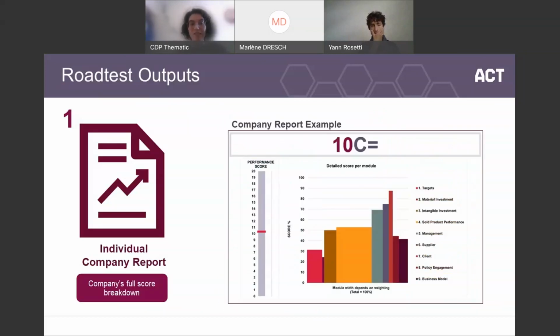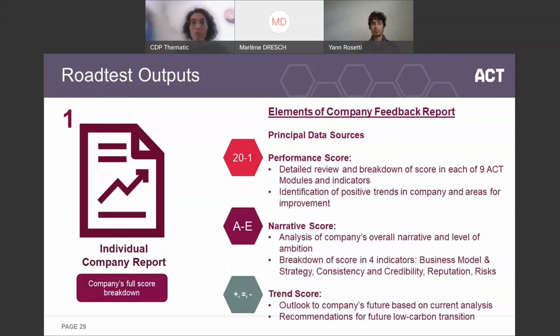So the individual company report, or the feedback report. This is an example here which provides you with an example score for a company. And what you can see on the graph is the score for each of the 9 modules of the performance score. So that's just an example of the type of information that you get at the beginning. But obviously, we go into more detail.